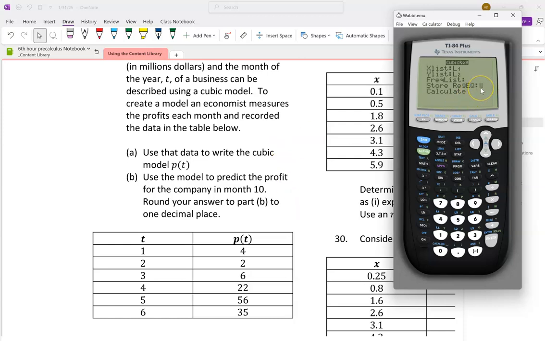So what I want here next to store reg EQ is y1. To get the y1, I press the vars button. I go over to yvars. I pick function. And there's my y1. And then I'll hit calculate.